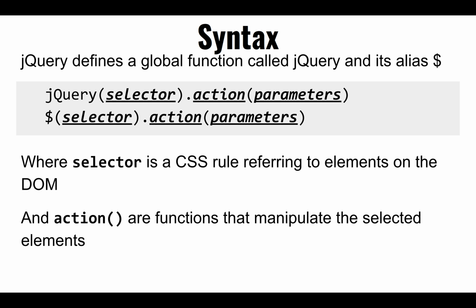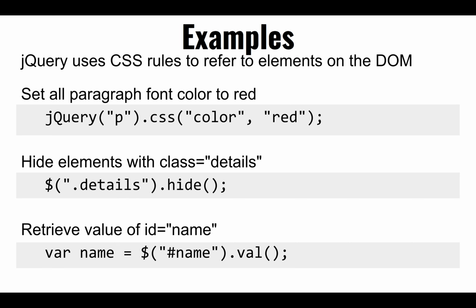Now, because we are so lazy, and 6 characters is too long, and one of them is uppercase, we have an alias, the $. The $ is an alias that allows you to very quickly do the exact same thing. So $ is an alias to the jQuery function. Yeah, right. So let's look at some examples.